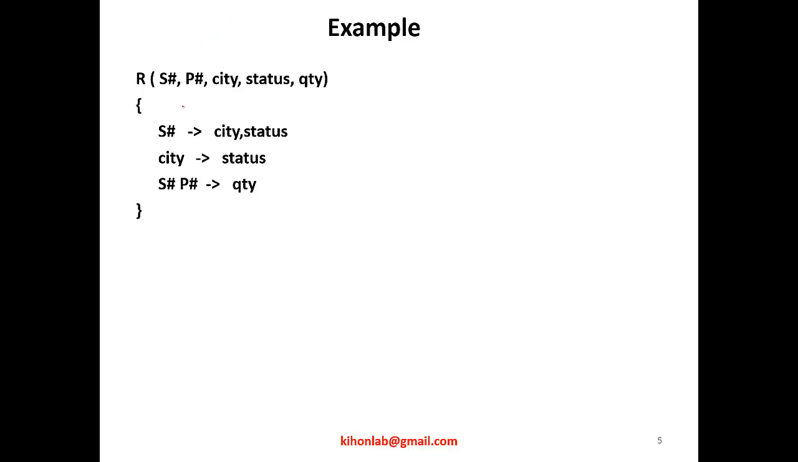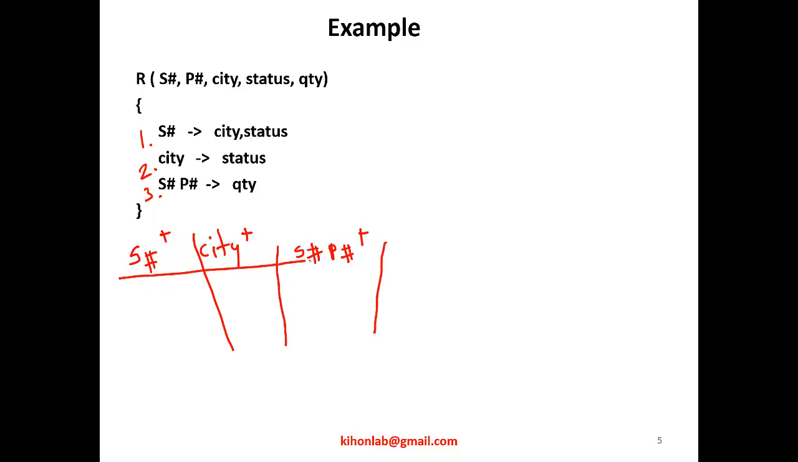Here I have these three functional dependencies, 1, 2 and 3. Now how do I get the closure set of the functional dependencies? I have S# closure, CT closure and S#P# closure. First we'll try to find out S#. First of all, we add the self attribute in S#. Second, S# derives CT and status, so these two attributes get added, CT and status, and CT derives status, which is already there.